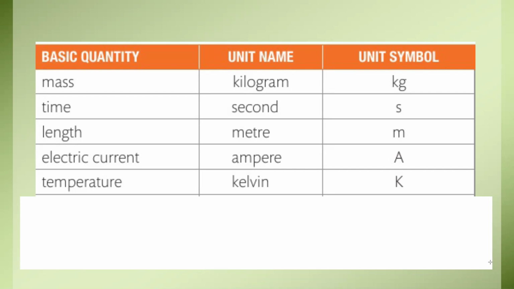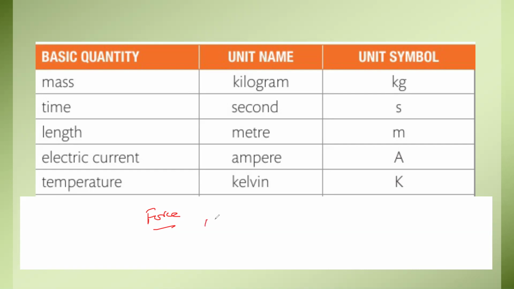Any quantity other than these 7 is referred to as a derived quantity. Like for example, if I mention force, we don't find force in the base quantities. Force is a physical quantity, but it isn't a base quantity. So if it's not a base quantity, then we call that a derived quantity.